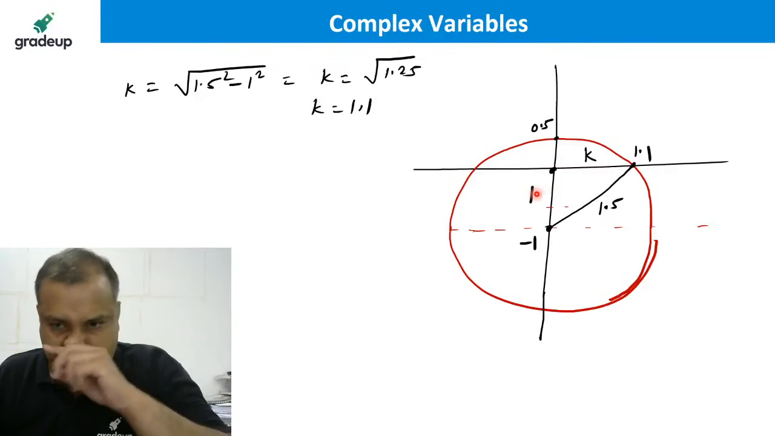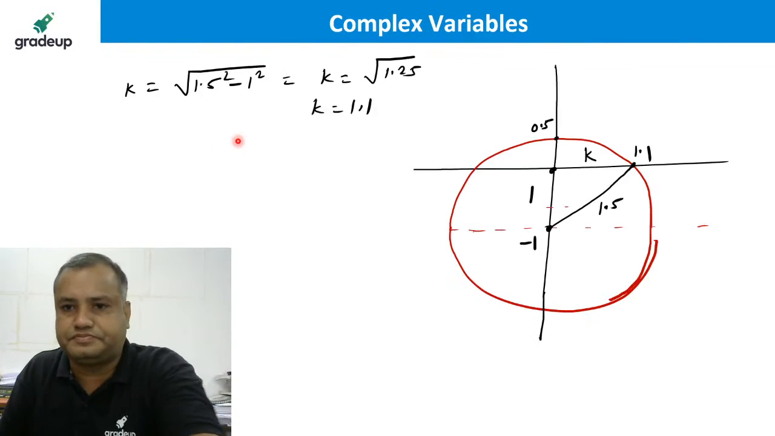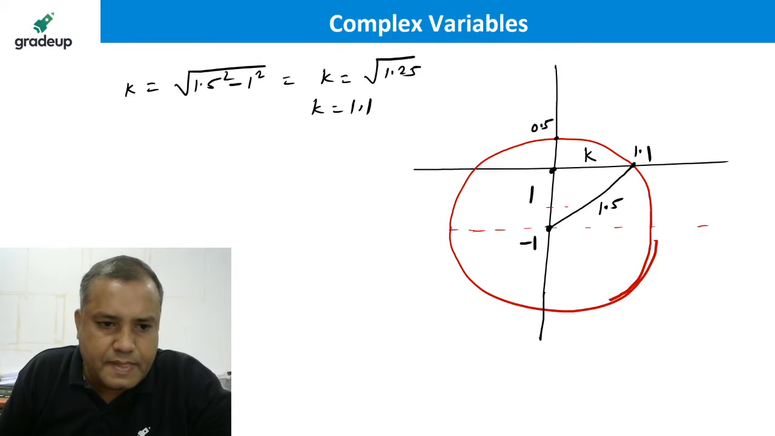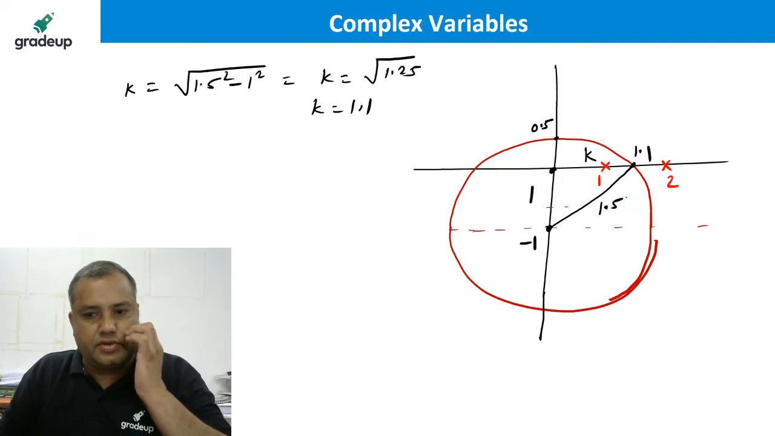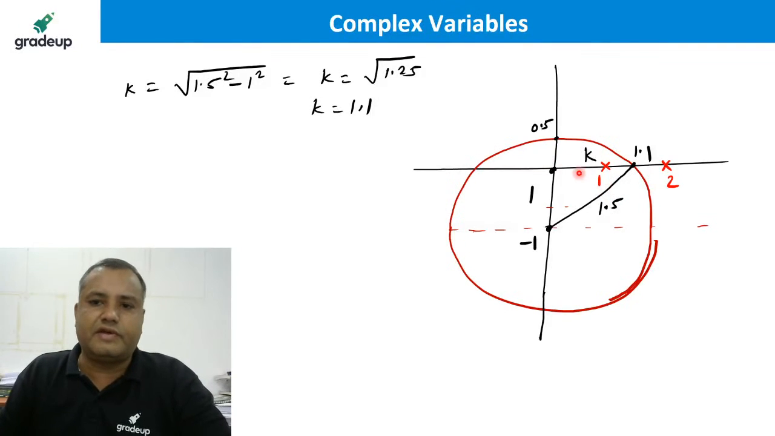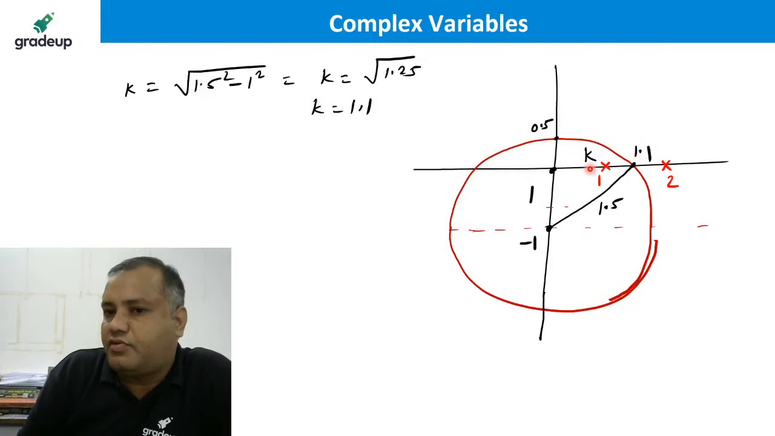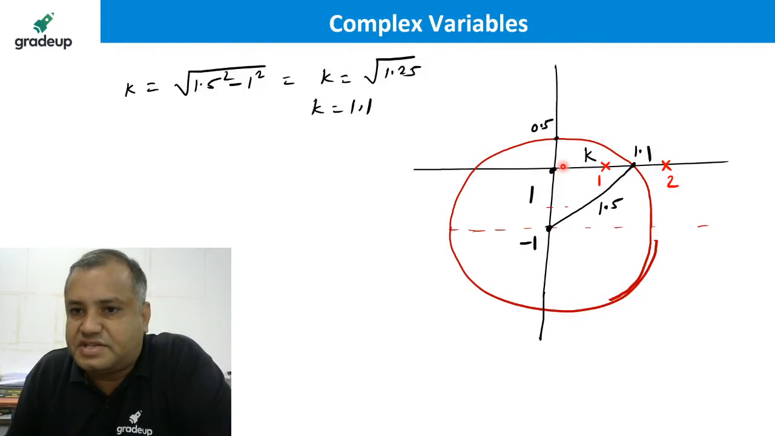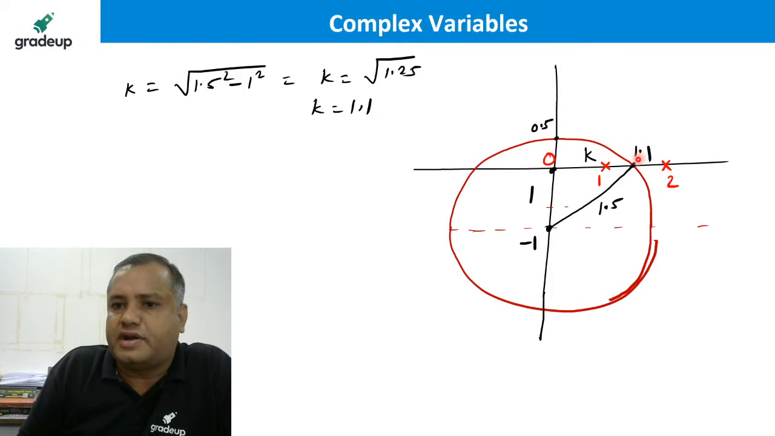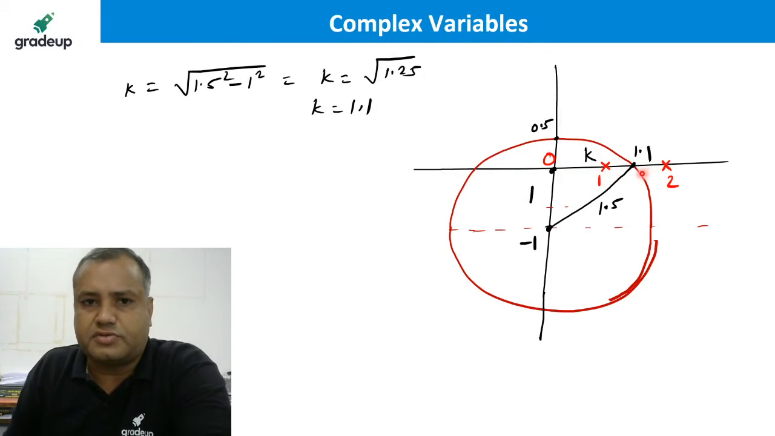Now what are your poles? Poles are 1 and 2, by equating the denominator. So 1 will be lying inside and 2 will be lying outside. So applying Pythagoras theorem to get this value of this distance is important, because I was in a conflict whether this point 1 is lying inside or outside the circle. So I just calculated k, this distance from origin to this point. Okay. So this is 1.1. It means 1 is lying inside and 2 is lying outside. So 1 is the singular point, 2 is not the singular point.